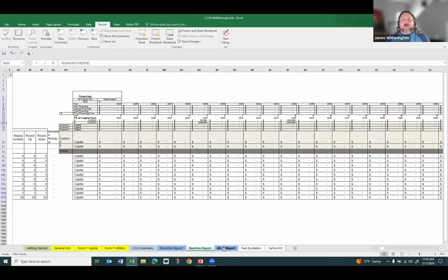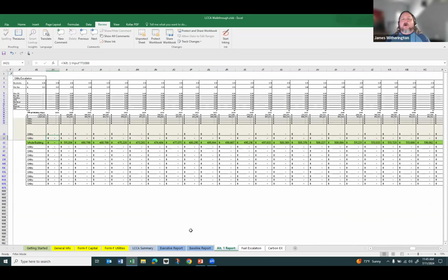The next two, the baseline report and Alt 1 report, are basically your cost schedule that's being built out from all the data that you're entering into the Form F Capital and Form F Utilities tab.